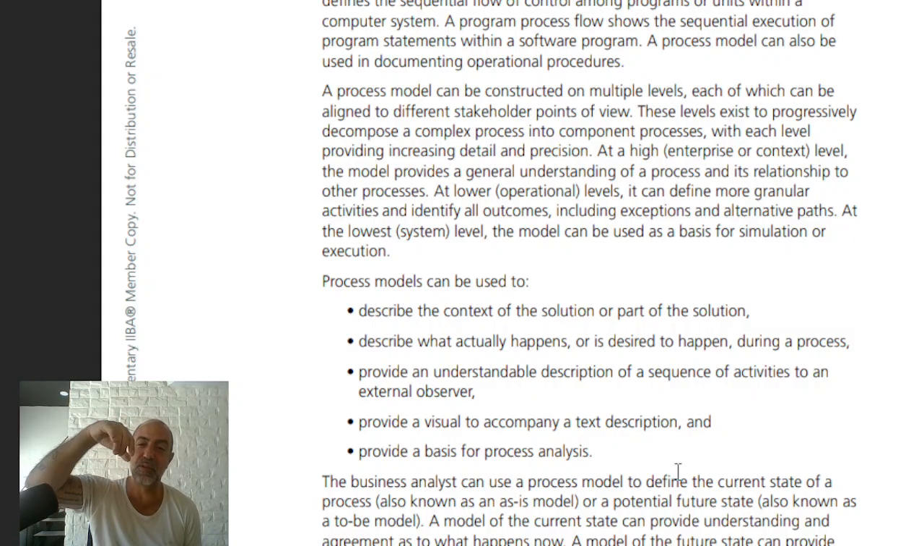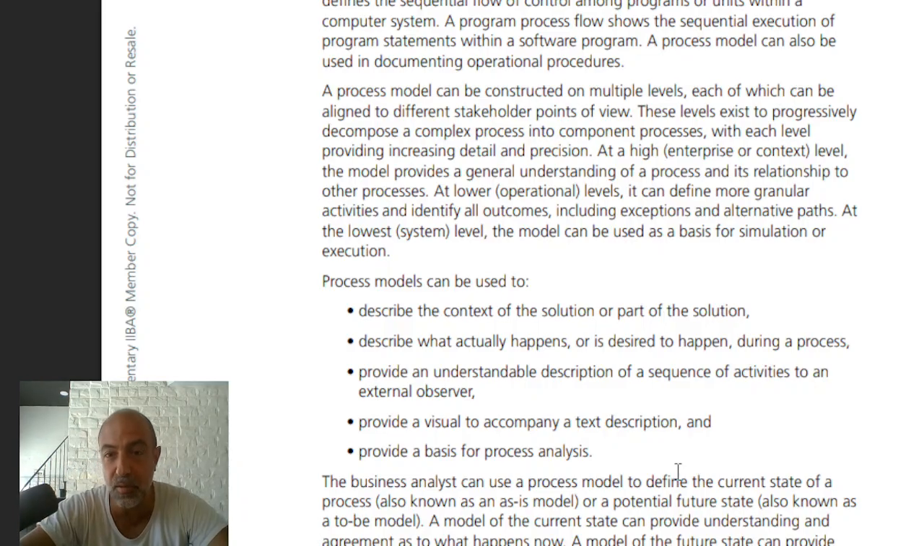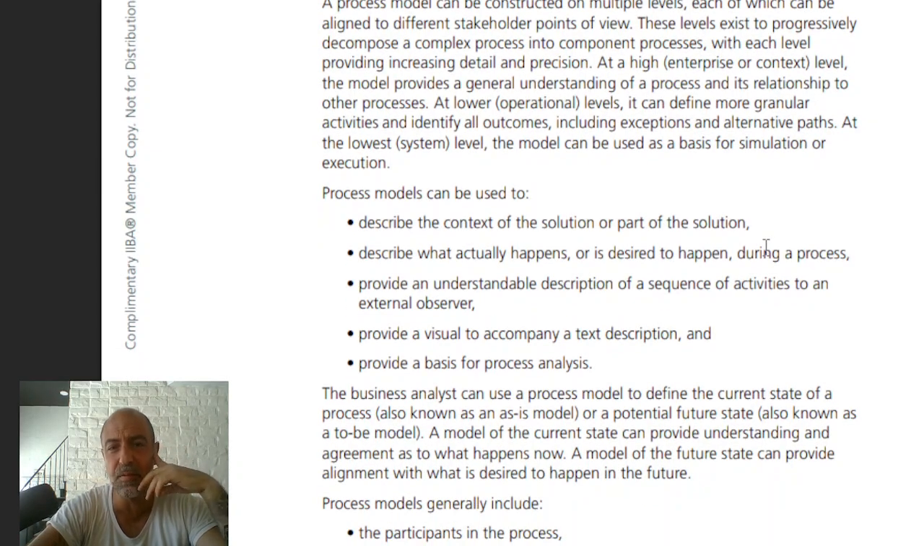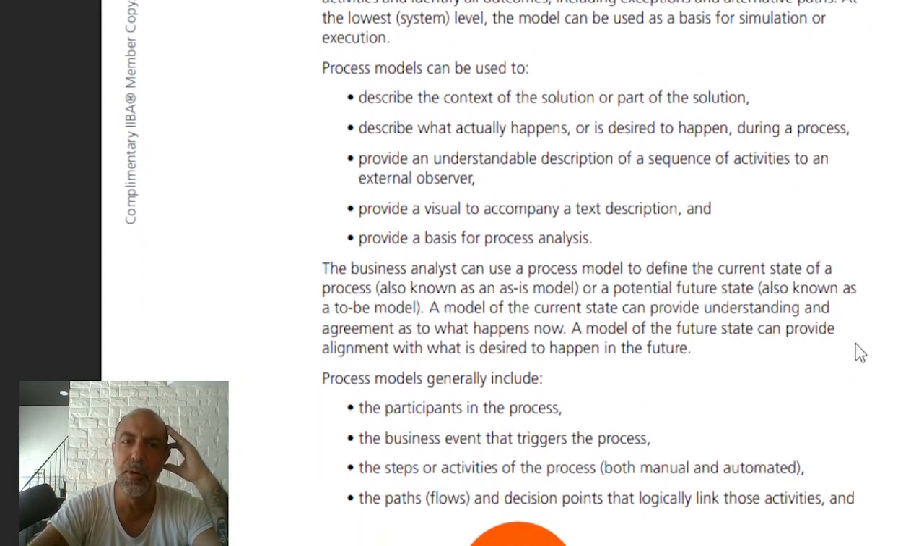Like a CEO just wants to see the process going from A to Z and wants some numbers. Whilst the deeper you dive into the technicalities, the more people are actually looking at it. High enterprise, each level providing increased detail and precision. At the high enterprise or context level, the model provides a general understanding of the process and its relationship to other processes. At lower operational levels, it can define more granular activities and identify all outcomes, including exceptions and alternative paths. At the lowest system level, the model can be used as a basis for simulation or execution.